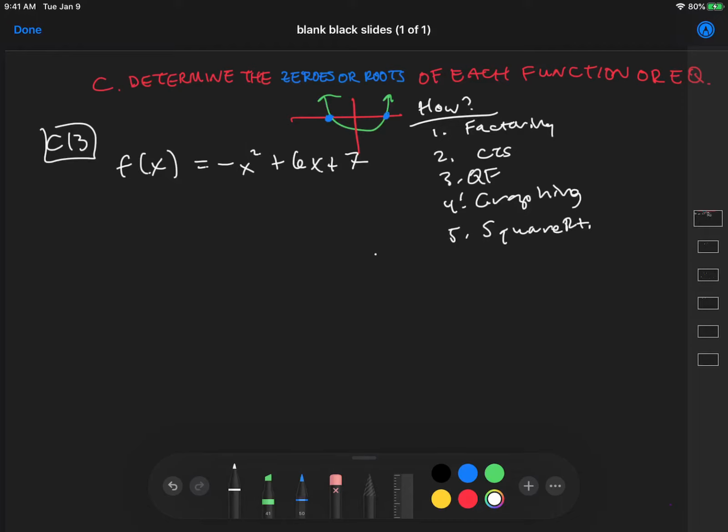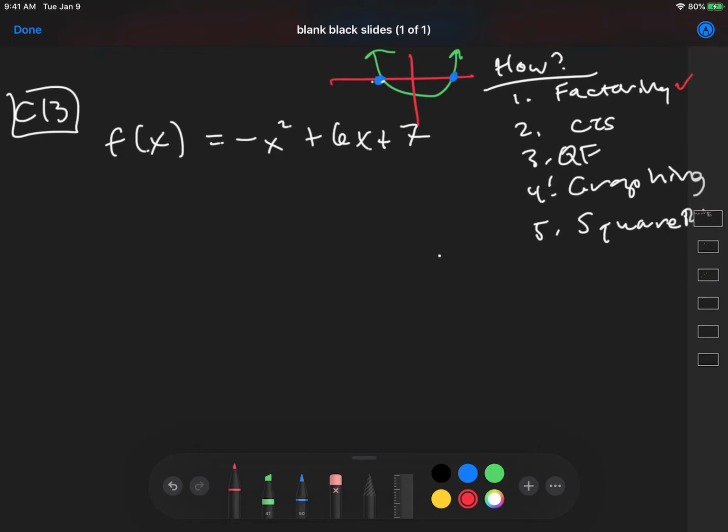Determine the zeros or roots of each function or equation. How do we do that? We're trying to find these blue dots right here on the graph, and you can use one of these 5 methods. Remember, I always recommend see if we can solve by factoring. I think that is the easiest one.